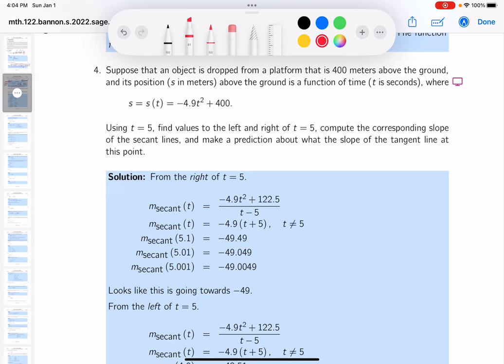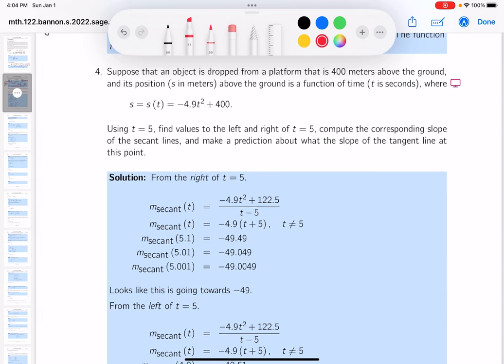Its position, s in meters above the ground, is given by a function that's related to t in seconds. And this is the function they've given you, all right? It says, using t equals 5, find values to the left and right of t equals 5, and compute the corresponding slopes of the secant lines, all right?